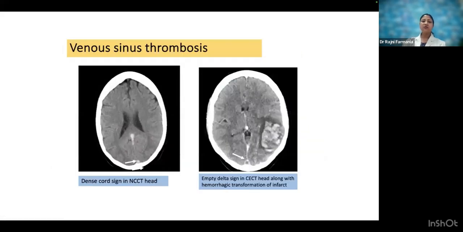Venous sinus thrombosis. So in NCCT head, there can be a dense cord sign. That means in the sagittal sinus, you can see a hyperdensity here. And when you do a contrast study, you can see an empty delta sign with some hemorrhage. Venous sinus thrombosis cases can have hemorrhagic transformation. And in some cases, you can already see a hemorrhage, with this blackish thing being perilesional edema. So this one is edema.